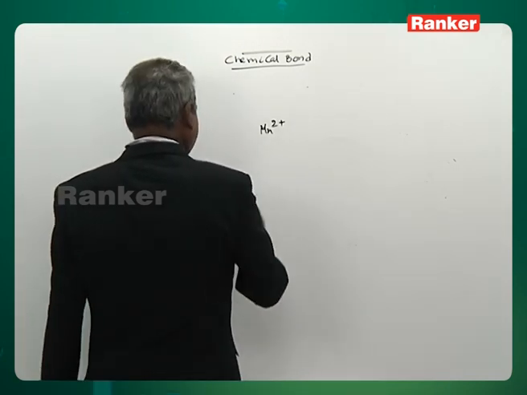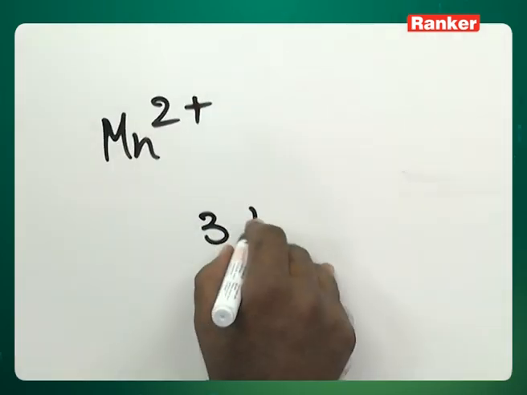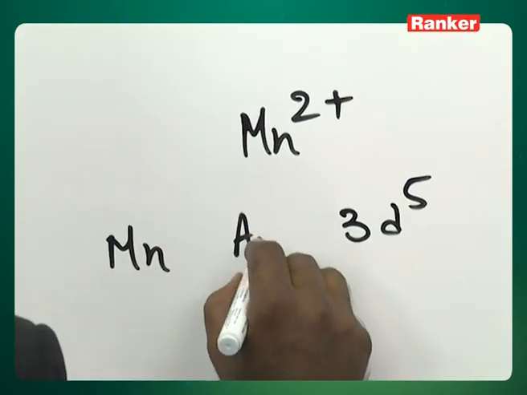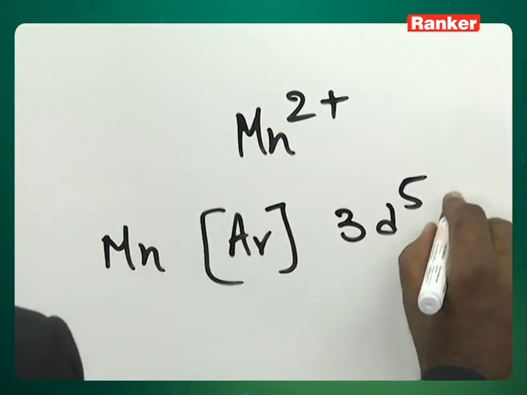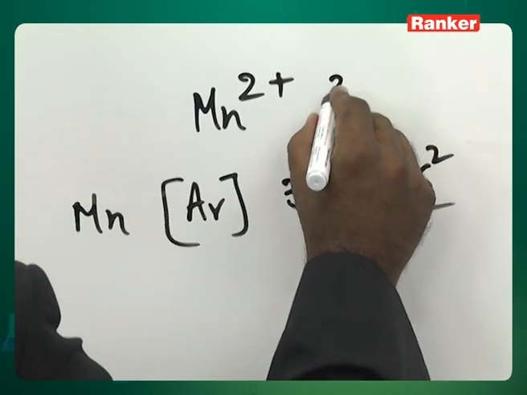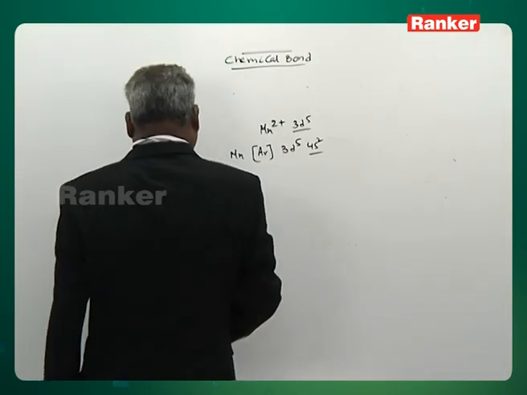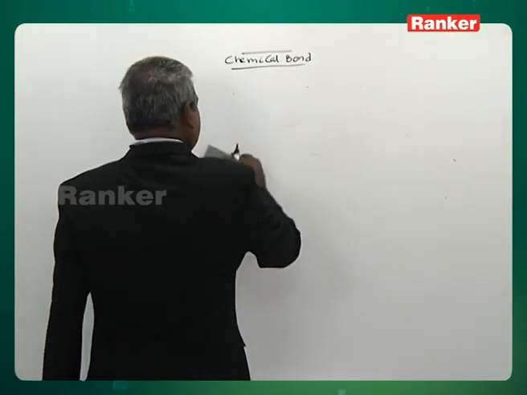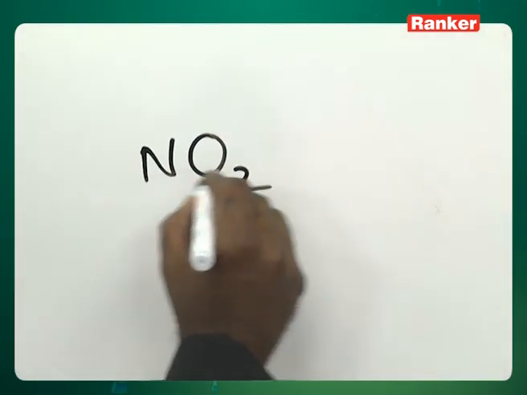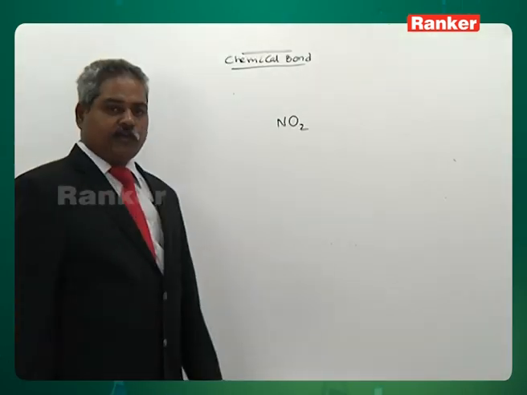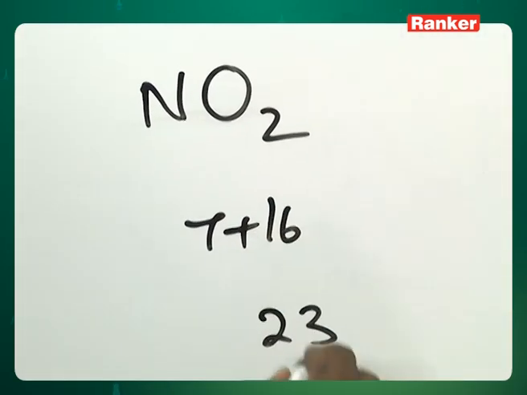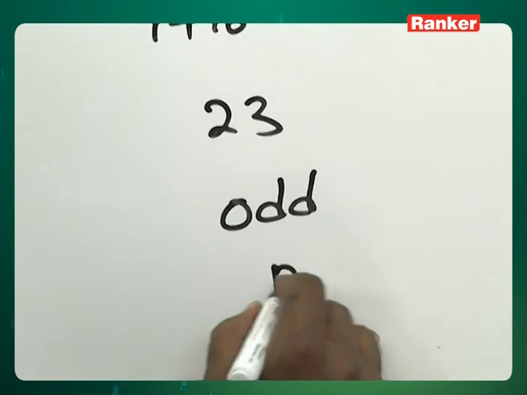Now Mn2 plus, what is the configuration? 3d5. Manganese is argon 3d5, 4s2. When you remove these 2 electrons, you will get Mn2 plus, 3d5. So you have 5 unpaired electrons, and therefore it is paramagnetic. And NO2, it is more than one capital letter. When you have more than one capital letter, add all the electrons. 7 plus 16, 23, odd, therefore para.